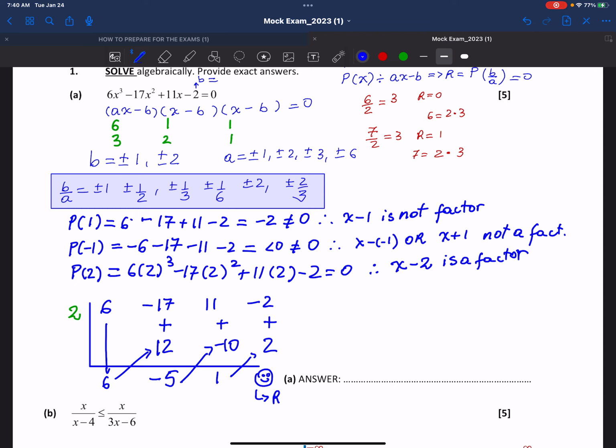Therefore, the polynomial equation in factored form will be x minus 2. That's the first factor we discovered. And the other factor is obtained from these coefficients. So we have 6x squared minus 5x plus 1. We'll write that down: 6x squared minus 5x plus 1 equals 0.